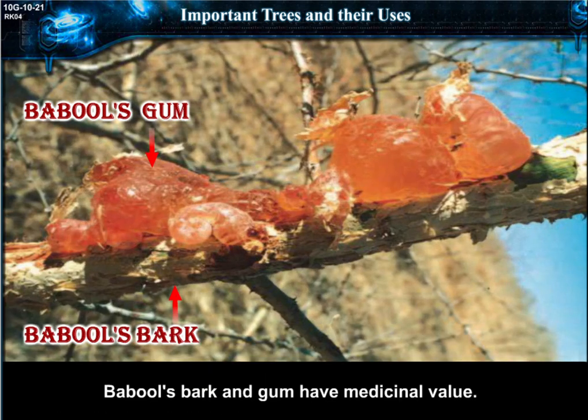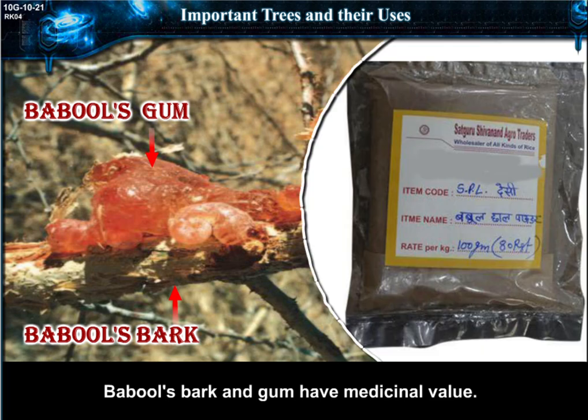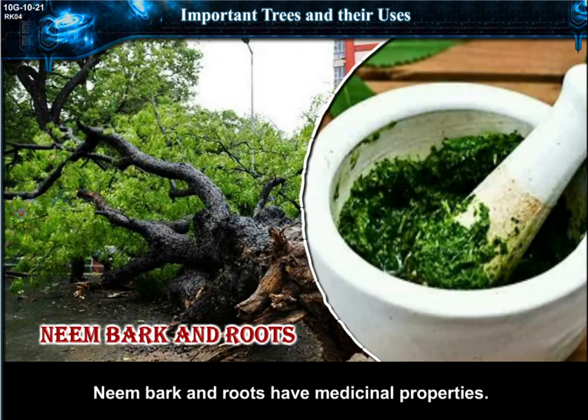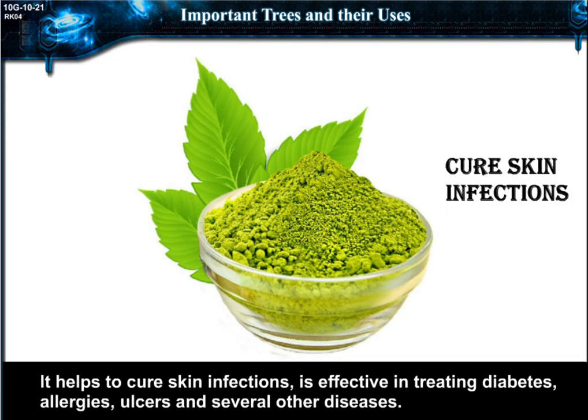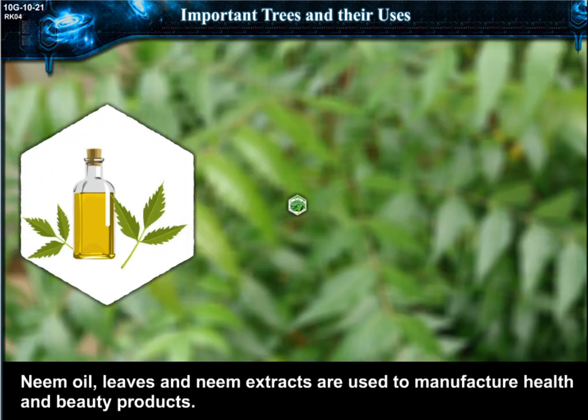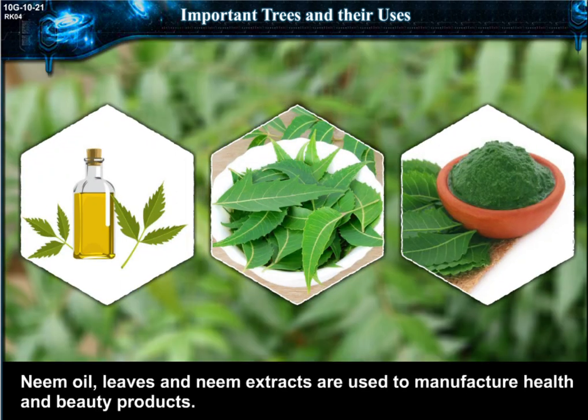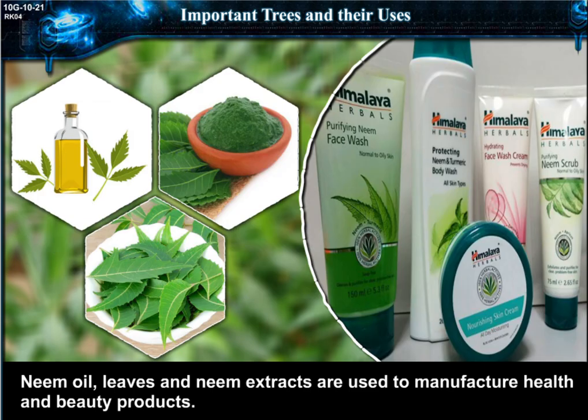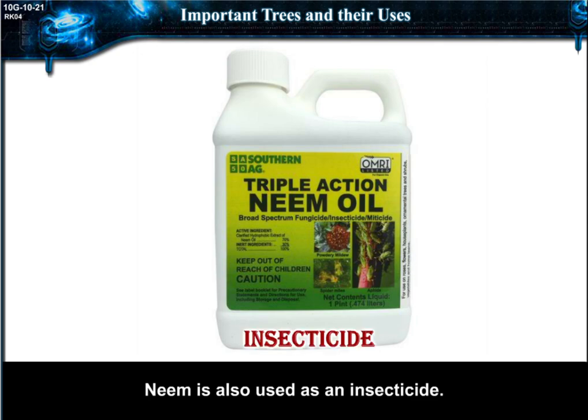Babool's bark and gum have medicinal value. Neem bark and roots have medicinal properties. It helps to cure skin infections, is effective in treating diabetes, allergies, ulcers, and several other diseases. Neem oil, leaves, and neem extracts are used to manufacture health and beauty products. Neem is also used as an insecticide.